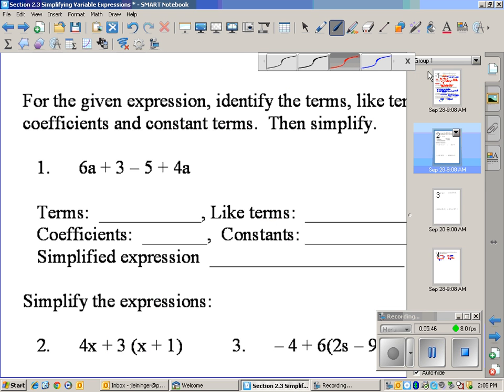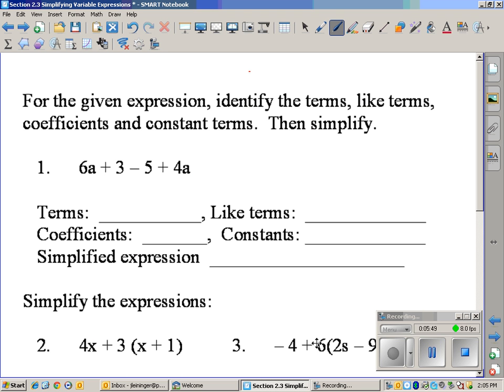Okay, let's do a couple examples. So I'm going to identify the terms for this expression right here. They are going to be the pieces that are separated by the plus and minus signs. Positive 6a, positive 3, negative 5, the sign goes with the 5, and a positive 4a. Those are all the terms. There are 4 of them. The like terms are the numbers, they're like terms, and the a's are like terms. Those are the ones we can combine.